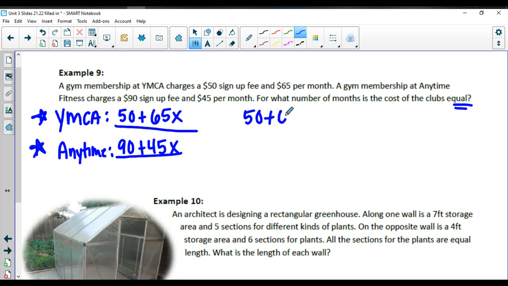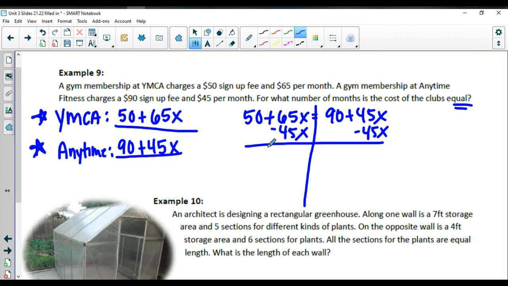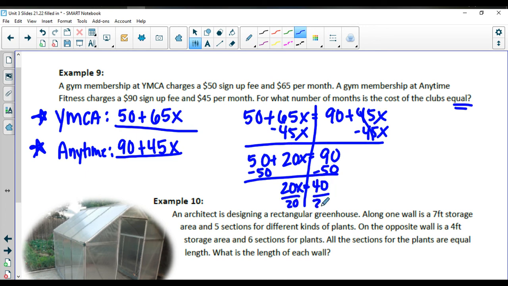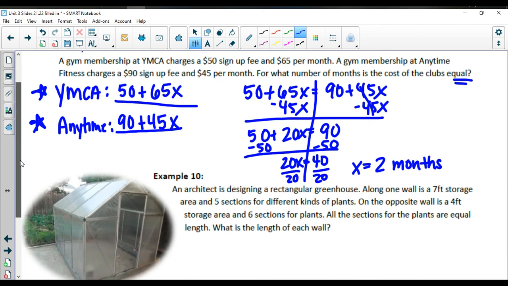So we have 50 plus 65x is equal to 90 plus 45x. We're going to go ahead and subtract the smaller variable. So we get 20x plus the 50 is equal to 90. Subtract away the 50, and we get 20x is equal to 40. Dividing through by 20, we get x equals 2 months. So as long as we're at the gym for 2 months, our costs are going to be the same. If we're over 2 months or under 2 months, there's going to be one that would end up being cheaper.